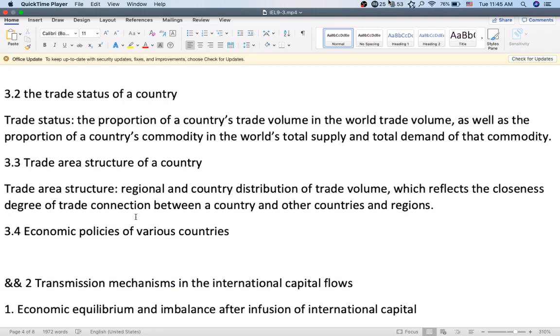The trade area structure of a country is also a determining factor of this conduction. The trade area structure is defined as the regional and country distribution of trade volume, which reflects the closeness of the trade connection between a country and other countries and regions.